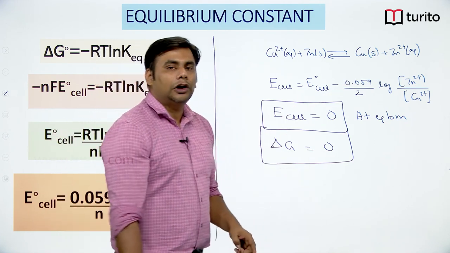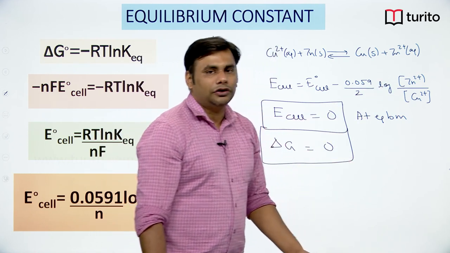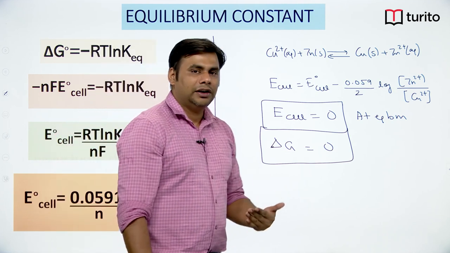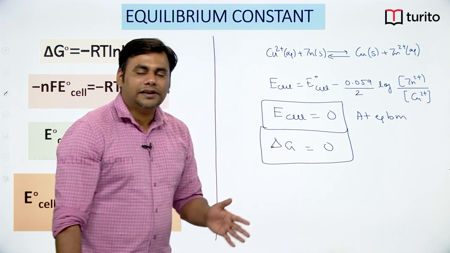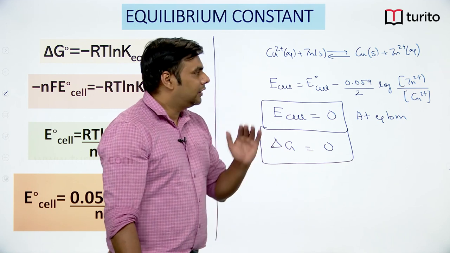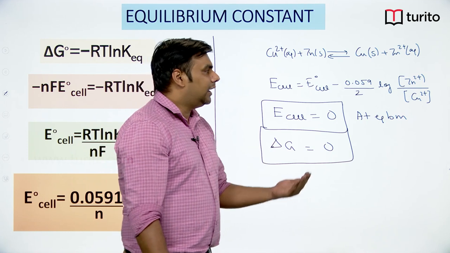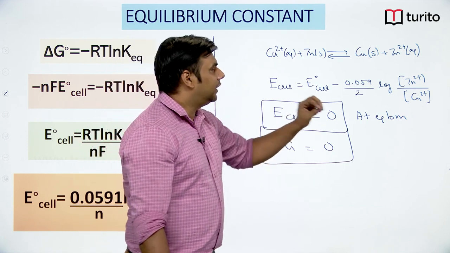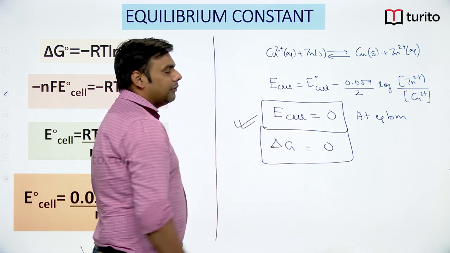We will say that equilibrium has been established, because after that point there won't be any change in the concentration of zinc 2 plus or copper 2 plus. We know that at equilibrium the concentration gets fixed, but it does not indicate that the reaction has stopped. It indicates that the reaction has become dynamic in nature. The rate of forward reaction, the rate at which zinc 2 plus is formed, becomes equal to the rate at which zinc 2 plus is consumed in the backward direction, so there is no overall change in concentration.